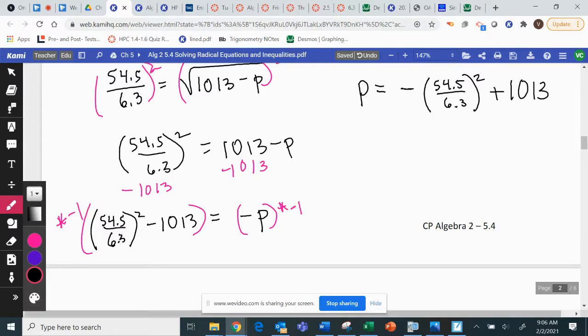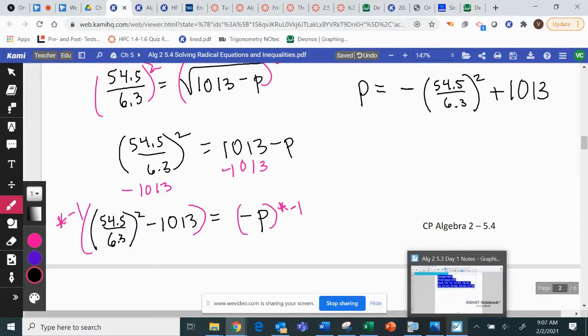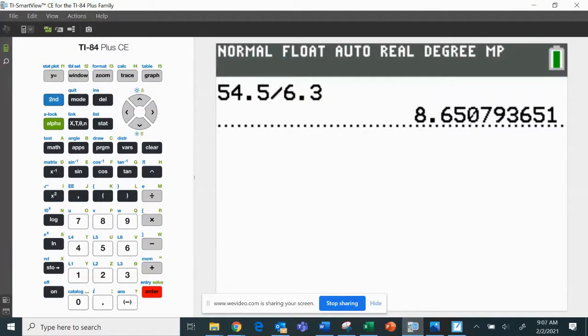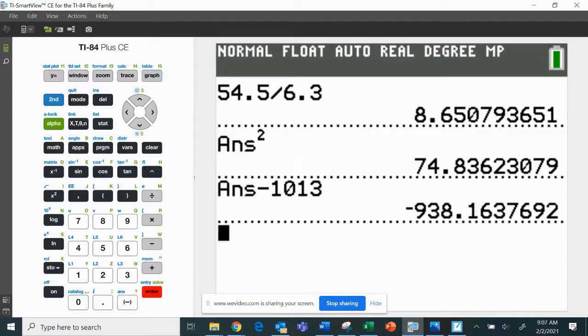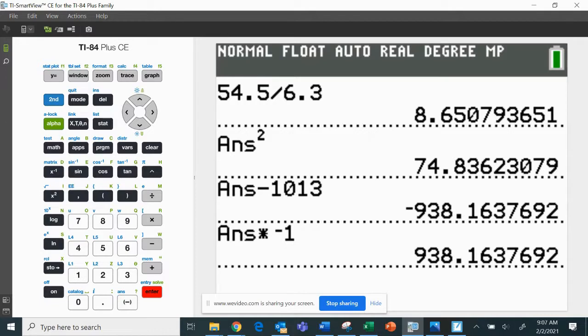Now, I do not care if you're going to wait to the very end to type it all in, or if you're typing it in step by step. However you do it, you just got to make sure that after the step, you don't round it. I don't want you to type this number in again. So after this step, the next thing we did was square it. So I'm going to square it. You see how I do? Answer squared. So if you're doing it one step at a time, we're going to do it this way. Then we subtracted 1013, and then we multiplied it by -1. So I'm following the steps on the calculator that I did in my work.